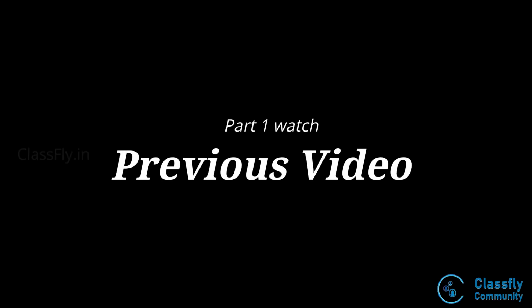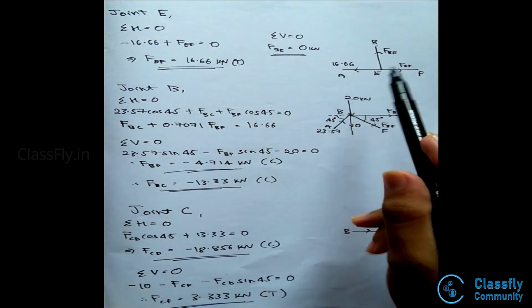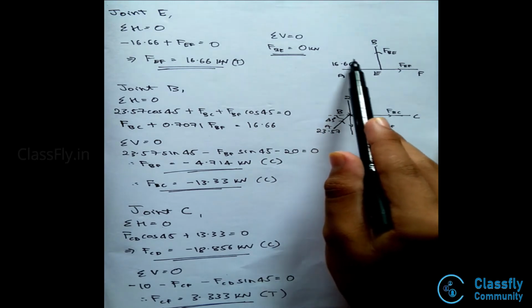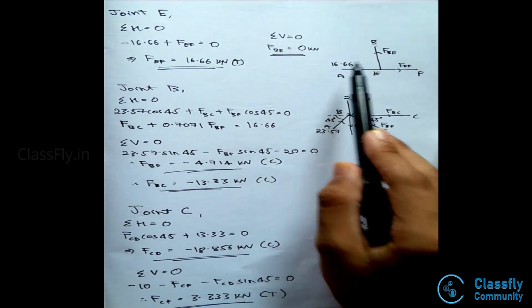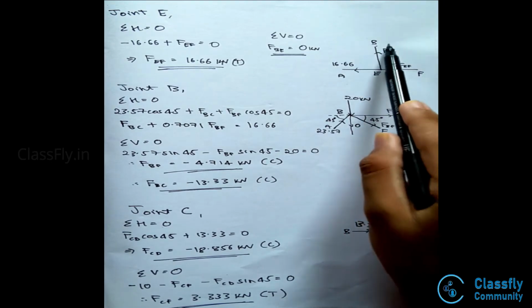Hey guys, let us continue the previous numerical based on the method of joints. Now consider joint E, where there will be three forces acting on it, that is force FAE, which is already found out to be 16.66, force FEF and force FBE.